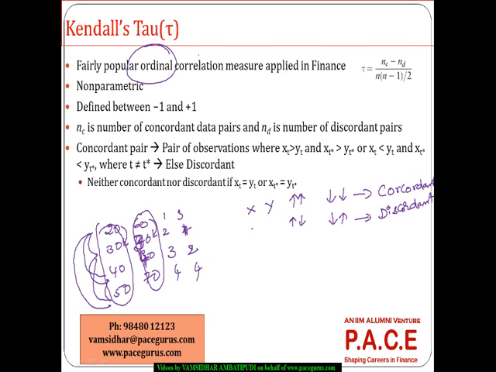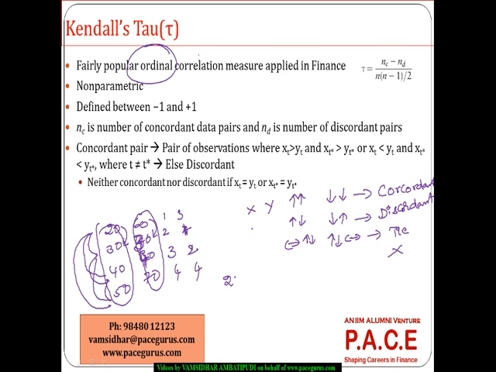And if x is the same, and y is either increasing or decreasing, or x is increasing or decreasing and y did not change, we call that a tie and we don't even consider that. Now, let's see, okay, first pair.